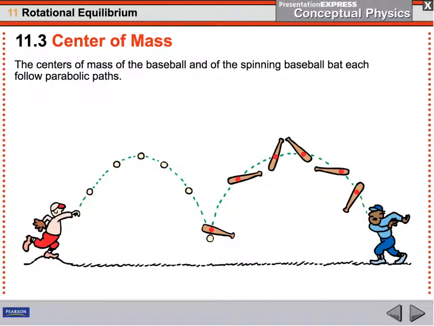The center of mass of the baseball and the spinning baseball bat each follow parabolic motion. You see the baseball follows this path, but if you look at the center point of the bat, where the center of mass is, it follows the same path as the ball.